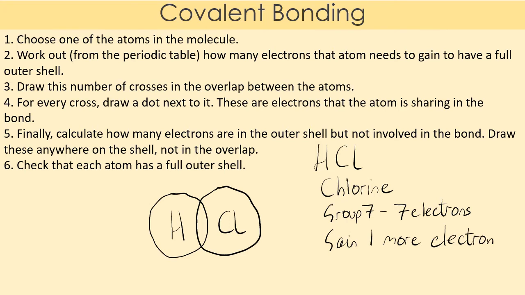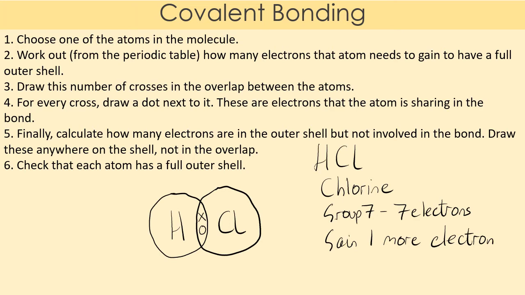We've done step 2. We're now going to draw this number of crosses in the overlap between the atoms. That is this bit we've got here. So I'm going to draw a cross in there. I only need 1 more electron, so I'm drawing 1 more cross. For every cross, draw a dot next to it. These are the electrons the atom is sharing in the bond.